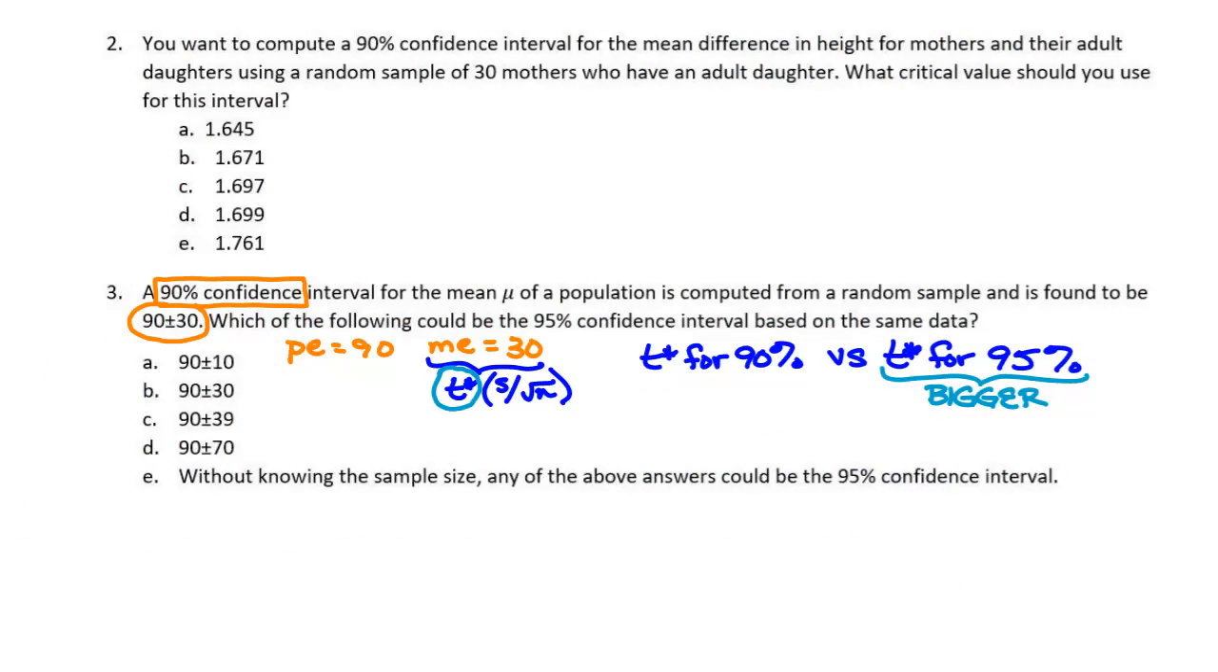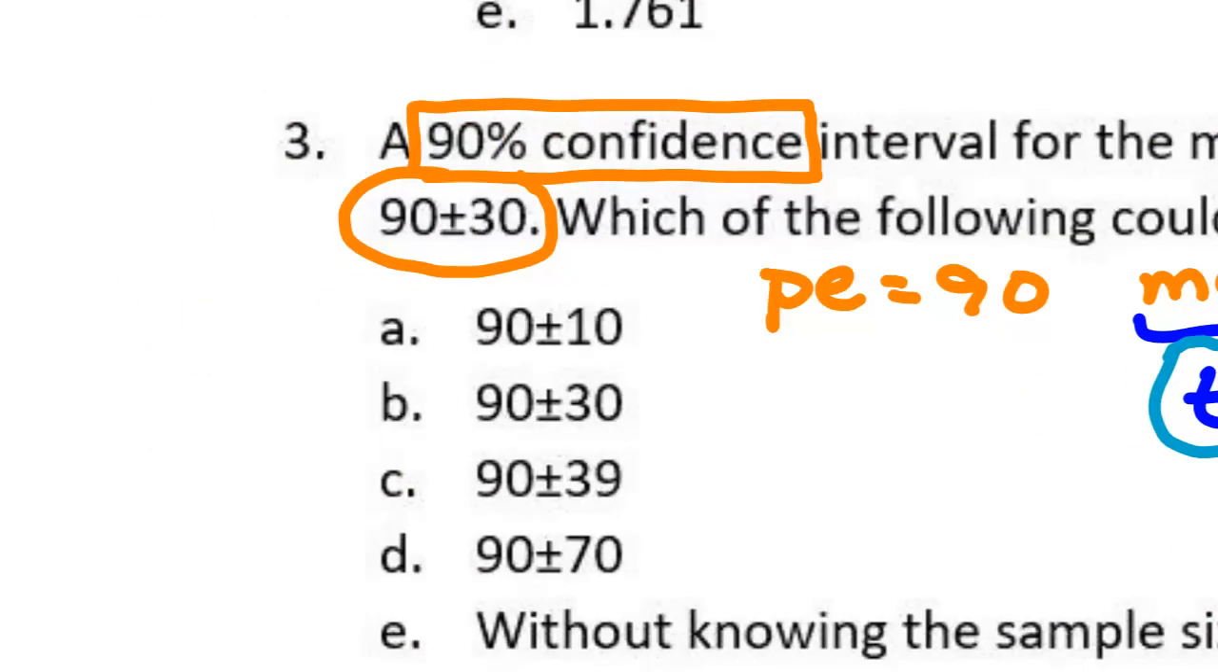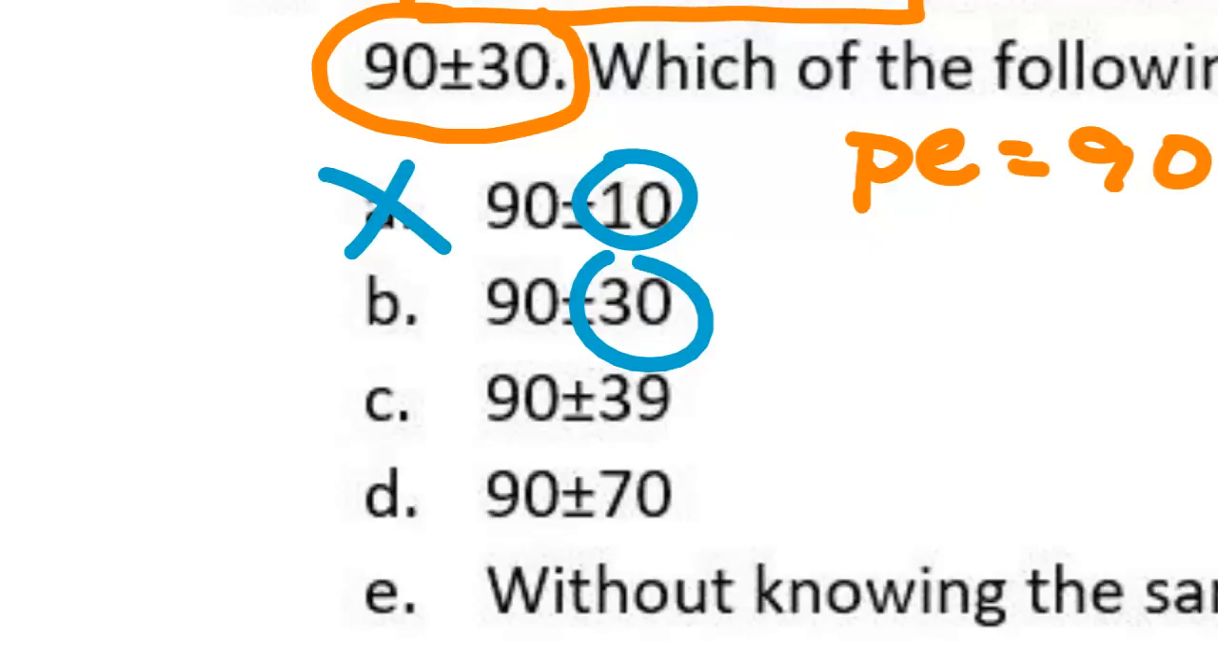So with everything else being the same, if I take a bigger T star and multiply it by my standard error, which stayed the same, what would happen to the margin of error? It's going to increase, it's going to get bigger. Look at those first two choices. What's the margin of error on choice A? 10. Is that bigger than the other one? So it can't be this. Look at choice B. Is that bigger than the other one? No. So it can't be this one. So we've got it kind of narrowed down to either C or D.